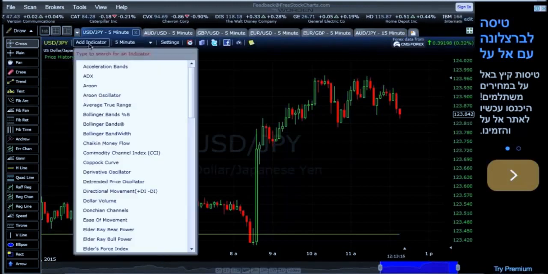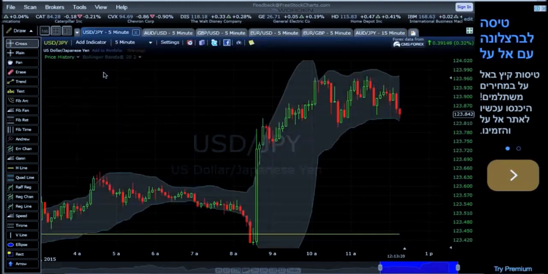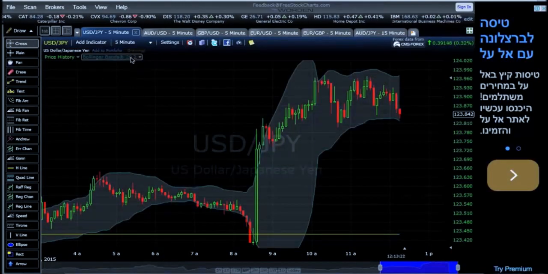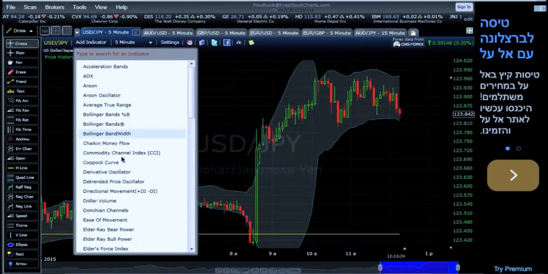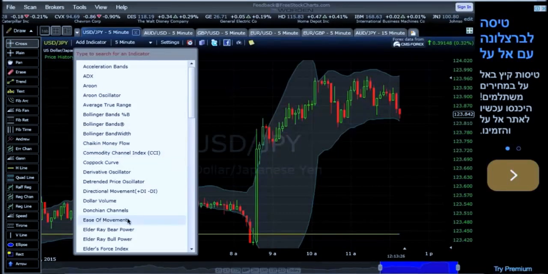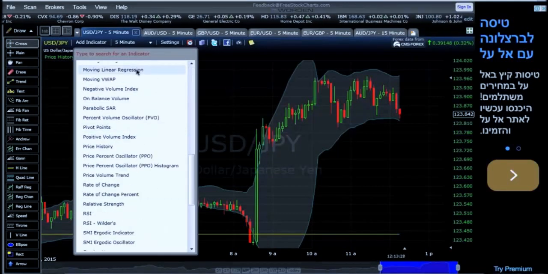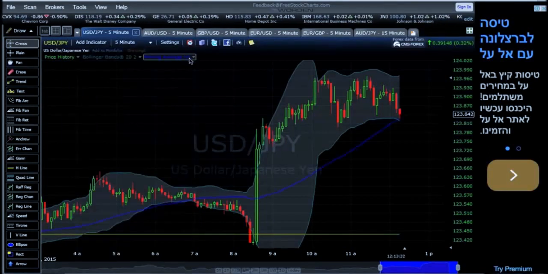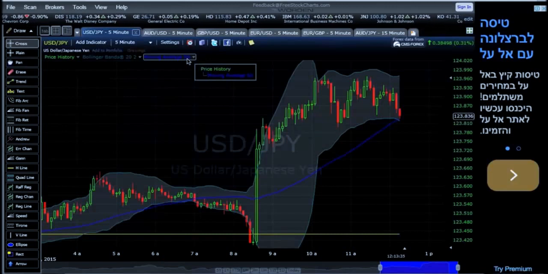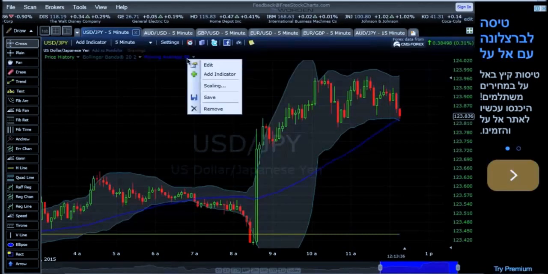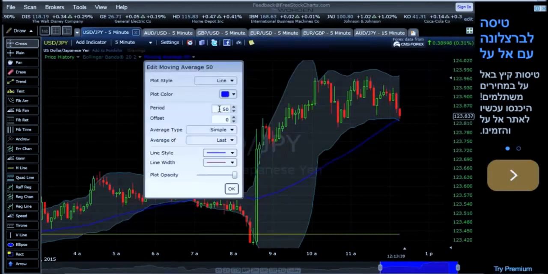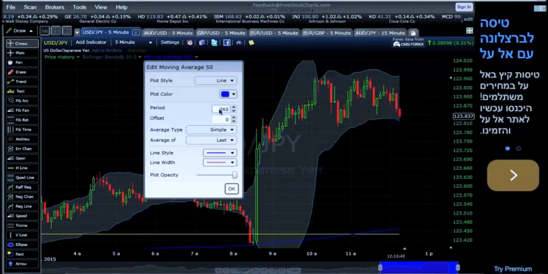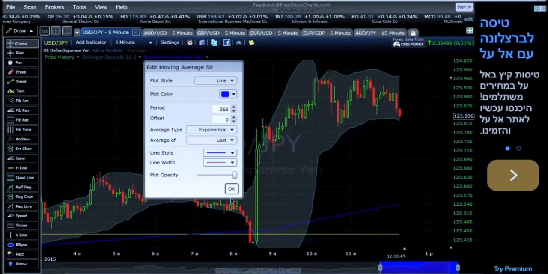Now let's add the indicators. I'm using the Bollinger Bands on the default setting of 20 and 2. I'm using the moving average. First one, the default setting is 50 simple moving average on free stock chart. I'm gonna press edit and change it for a 365 exponential moving average.